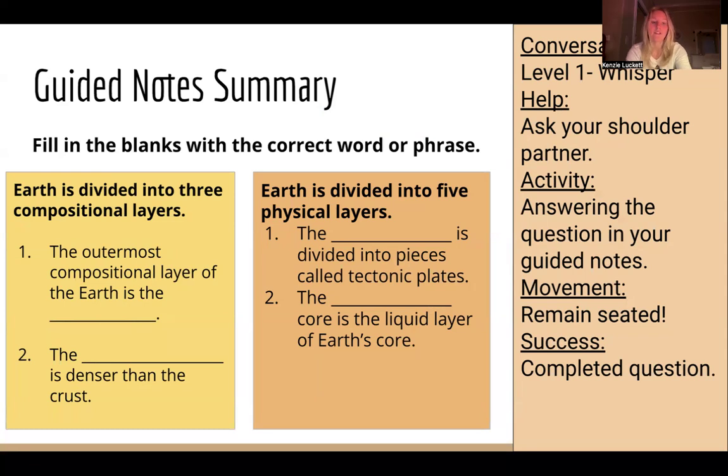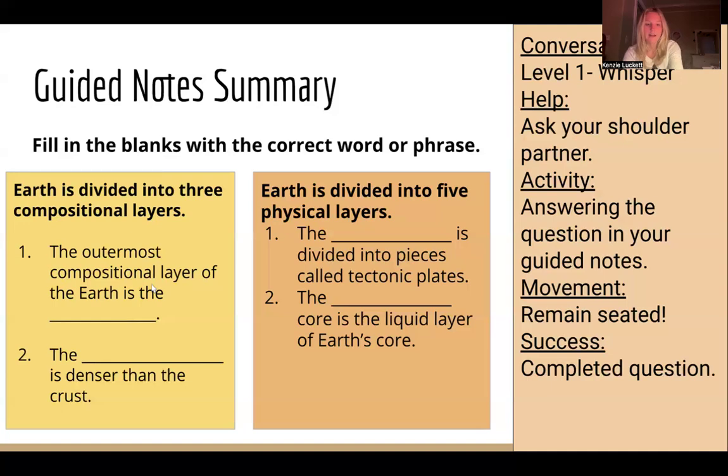Okay, let's get started. So in the yellow box, it looks like we're talking about compositional layers. And then in our orange box, we're talking about the physical layers. So that's the difference between these two boxes. All right, in the yellow box, let's take a look. One, the outermost compositional layer of the Earth is the blank. So the outermost compositional layer.